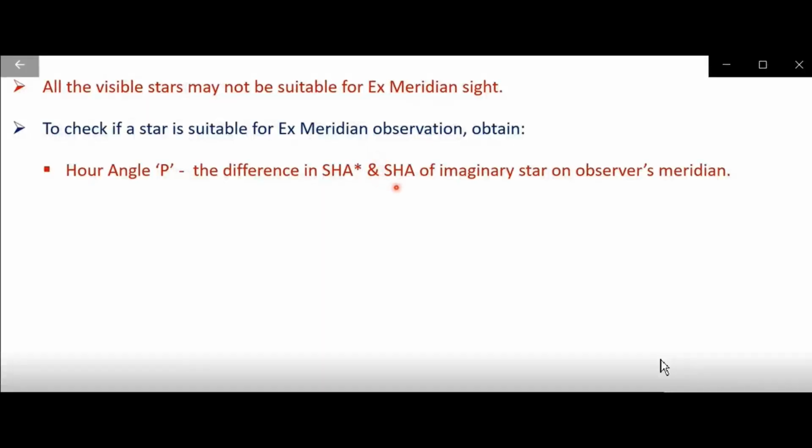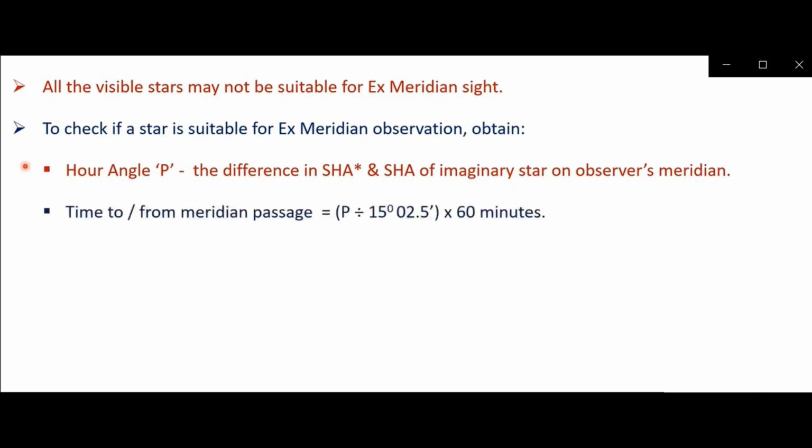We have already learned how to calculate the SHA of an imaginary star on the observer's meridian by equating the LHA to 360. So P is the difference between the SHA of this imaginary star on the observer's meridian and the SHA of the star or planet in question. Then we obtain the time to Marpas, if the body is yet to cross the meridian, or the time from Marpas or since Marpas if the body has already crossed the meridian.